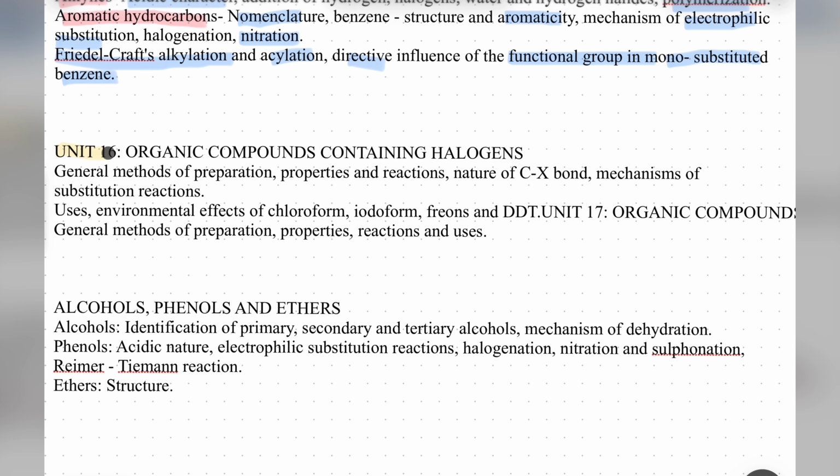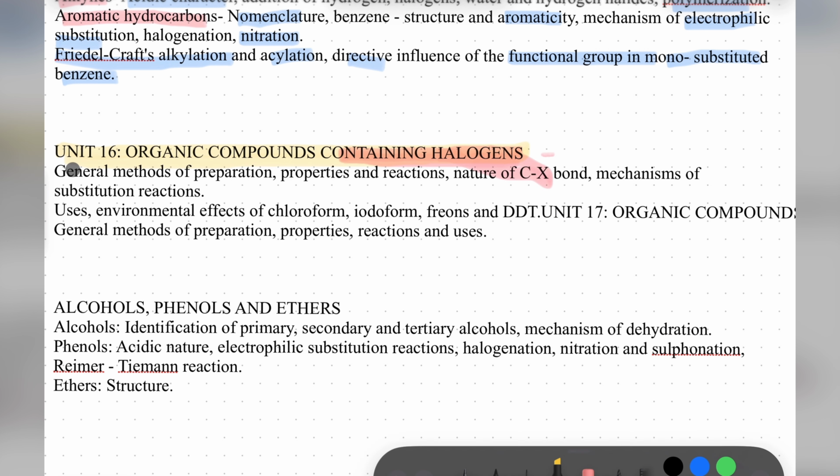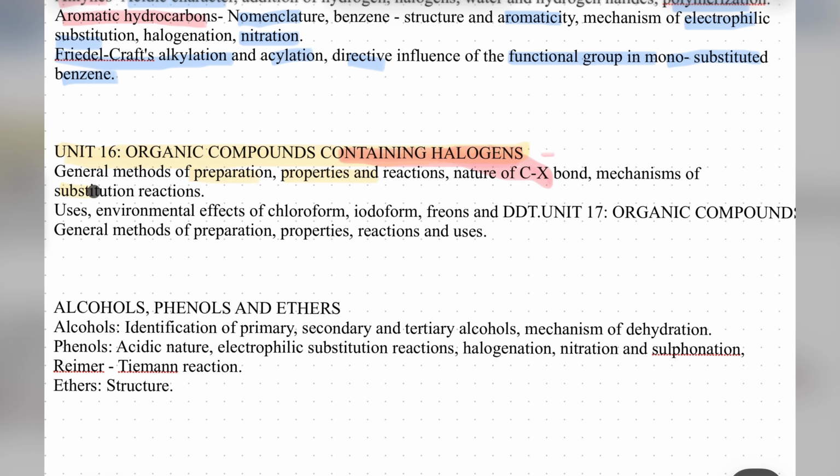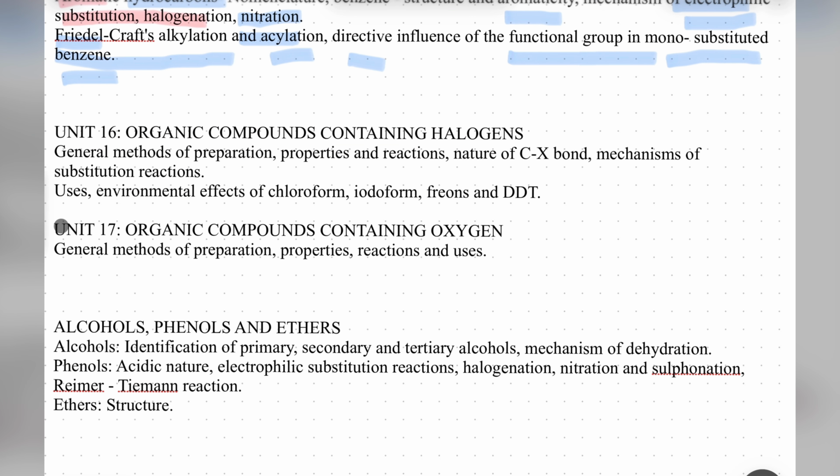The unit 16, organic compounds containing halogens. General methods, that is preparation, properties, that is C-X bond, mechanism, substitution reaction, that is same, no change in this. Okay, in this heading, so many concepts we need to discuss. Uses is also given, environmental effects, chloroform, iodoform, freons, very important questions will come. DDT.